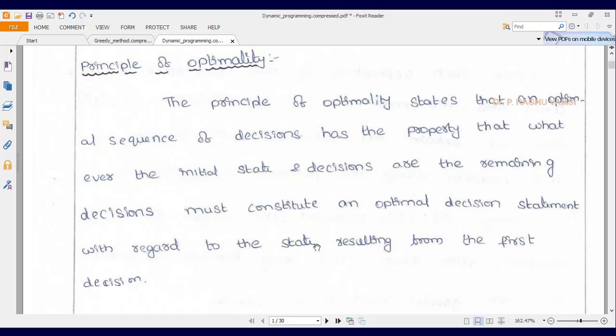However, assume that you have targeted 95%, but you got only 65%. Then the principle of optimality never holds. So always the principle of optimality is like this: whatever the initial state may be, the next states must be better than the previous state. Then it is the principle of optimality.